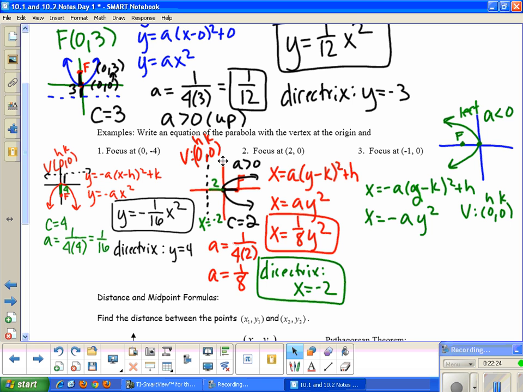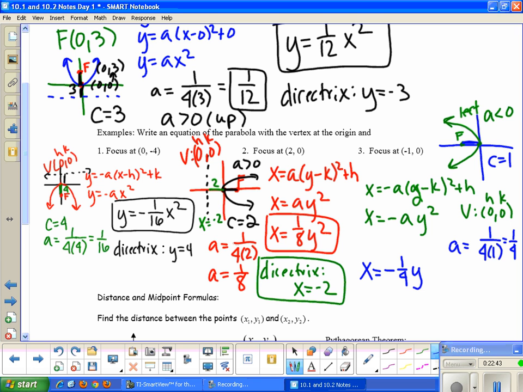Then for this, I need to figure out the distance from here to here. If my focus is at (-1, 0), that distance of C would be equal to 1. So A is equal to 1 over 4 times C, which is 1, so A is equal to 1/4. And because it's opening to the left, it has to be negative. So x equals -1/4 y squared would be my equation.